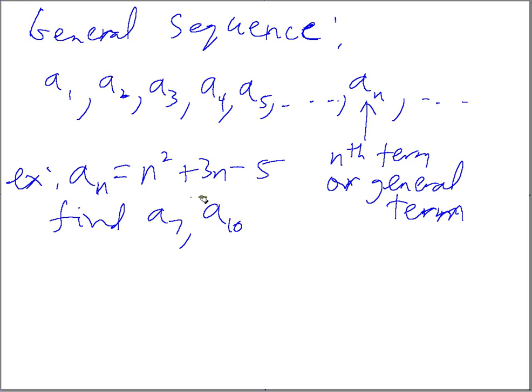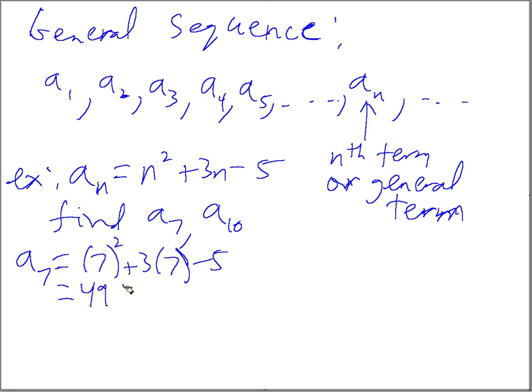Well, as you may suspect, this is not a hard problem, because all we do then to get the 7th term and the 10th term is to plug in the 7 for n, plug in the 10 for n. Right? So this is nothing more than plugging in. Not bad at all. So a sub 7 is going to be what? 7 squared plus 3 times 7 minus 5. So this is going to be 49 plus 21 minus 5. That's going to be 70 minus 5, or 65. So this is the 7th term.